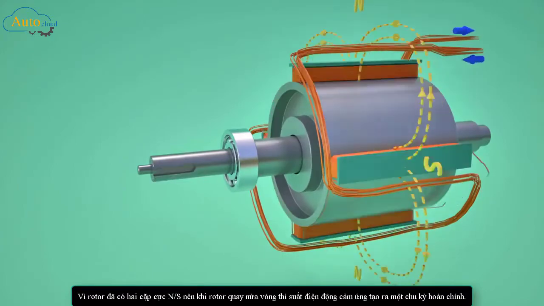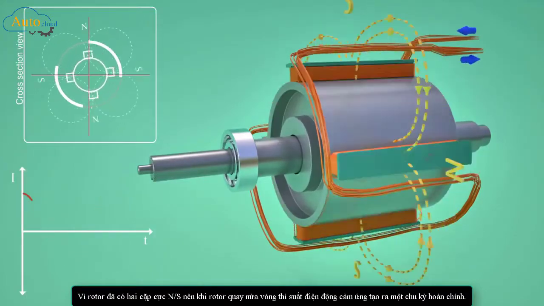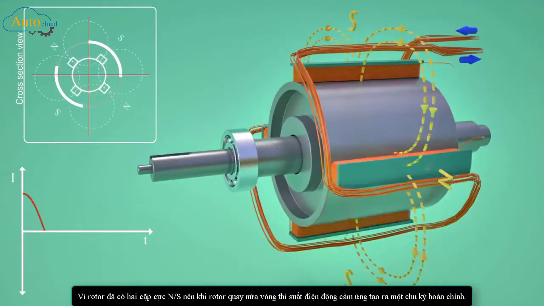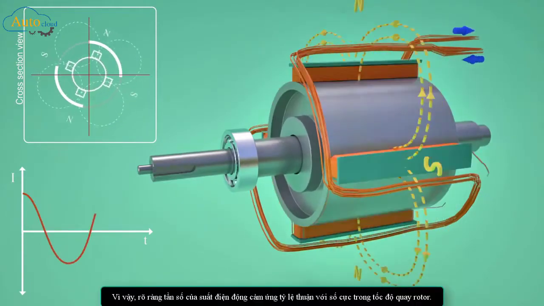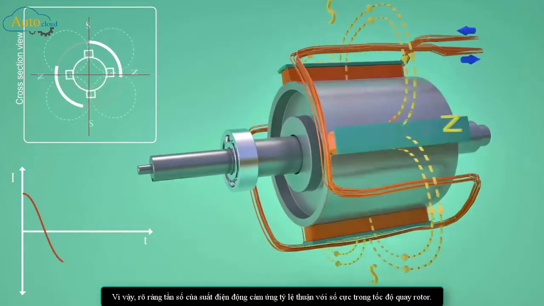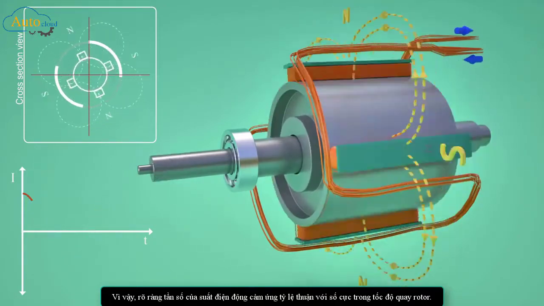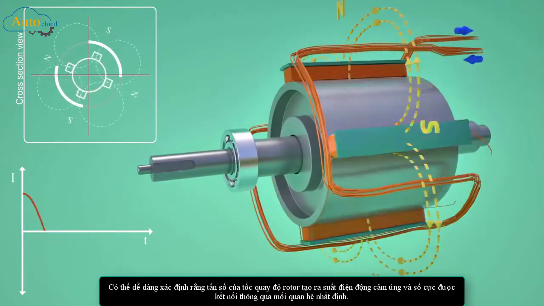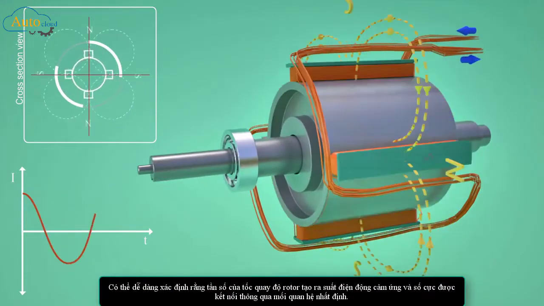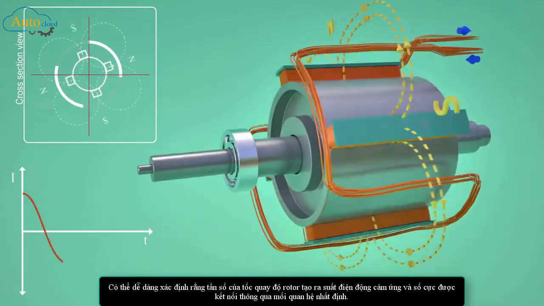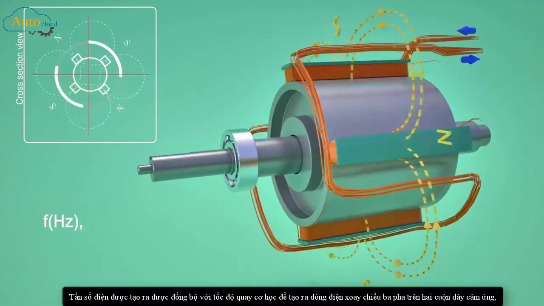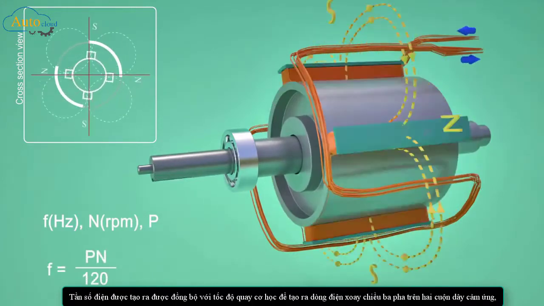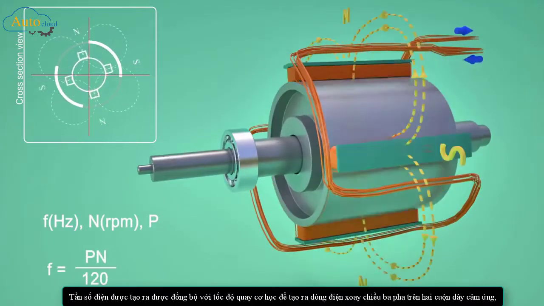Since 4-pole rotor has got 2 pairs of NS pole, when the rotor turns a half revolution the induced EMF takes 1 complete cycle. So it is clear that frequency of the induced EMF is directly proportional to the number of poles and rotor speed. It can be easily established that frequency of induced EMF, rotor speed and number of poles are connected through the following relationship. It is clear from this relationship that frequency of electricity produced is synchronized with mechanical rotational speed.